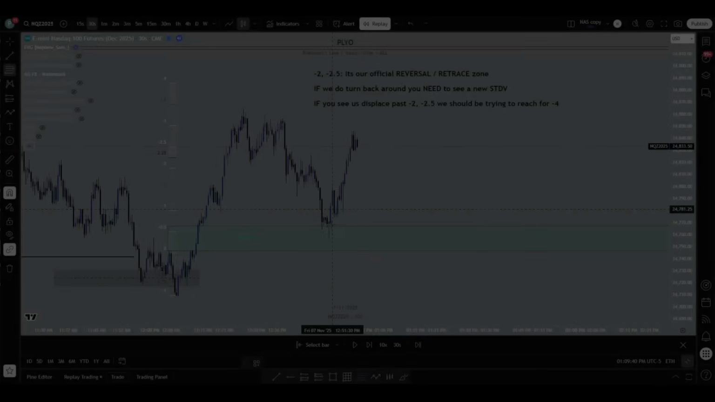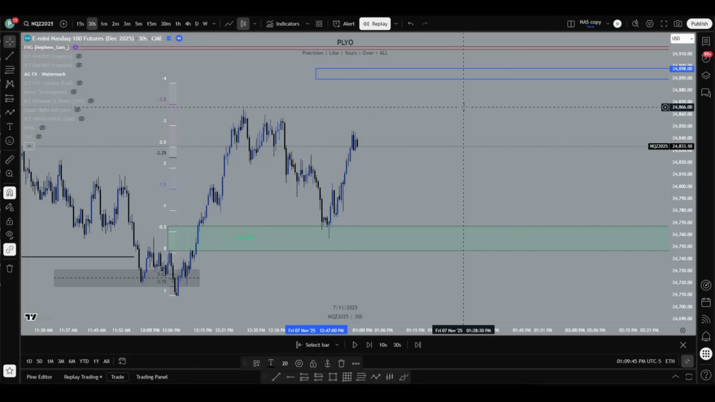Okay, actually, that leads us into our final point here. Where should you expect new standard deviation legs to form?